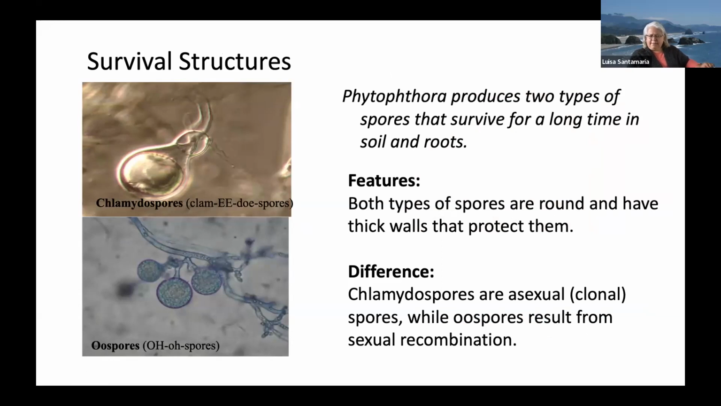I'm going to be brief and not give too much detail, but we have two groups of these. Some are called chlamydospores and others are oospores, because some of these Phytophthora species can reproduce sexually and form oospore structures. These are the ones that survive for a long, long time in the soil.